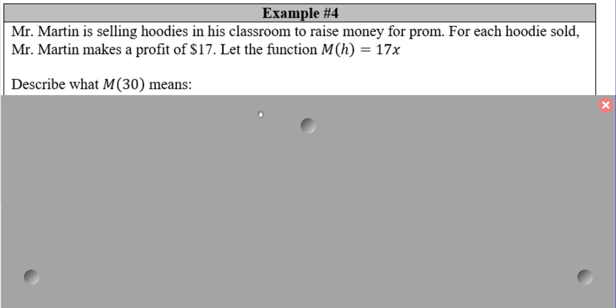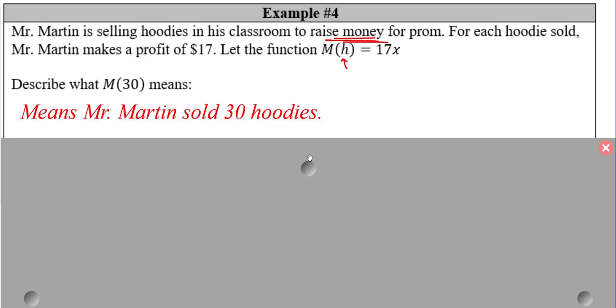So it wants you to describe what M of 30 means. So if we look up here, if we know that in my function the H is for hoodies, right, and I'm inputting how many hoodies I am selling, I'm trying to get an output. What's the output that I'm looking for? I am looking for that money, that cash money. Okay, so if I have an input of 30, what does that mean? It's either going to mean $30 or 30 hoodies.